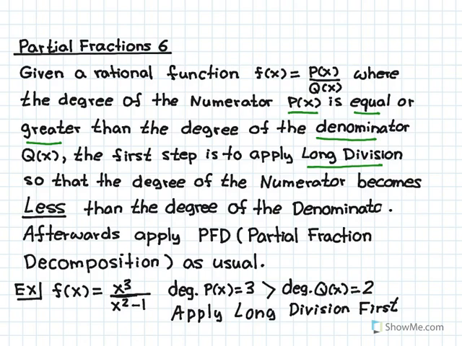Here we have f of x is equal to x cubed divided by x squared minus 1. What is the highest power in the numerator? Well, the numerator is x cubed, so the degree of the numerator is 3. The denominator is x squared minus 1. That's a polynomial of degree 2. So clearly, the numerator has a higher degree than the denominator. 3 is bigger than 2. We apply long division first.